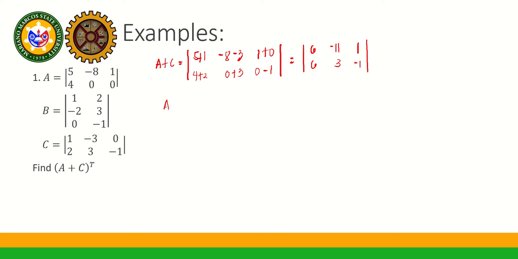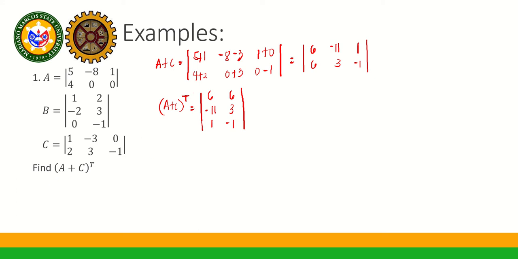So (A + C) transpose, the transpose of the sum of matrix A and C, is equal to 6, negative 11, 1, then 6, 3, and negative 1. So this is the answer when you take the sum first and then transpose it. Now, we try the rule we have.